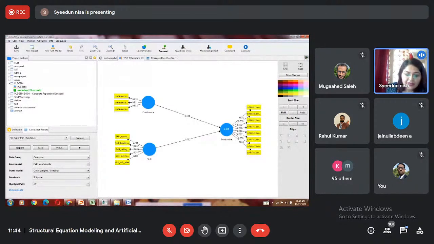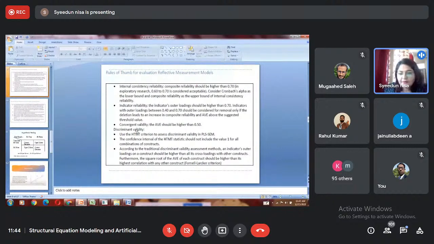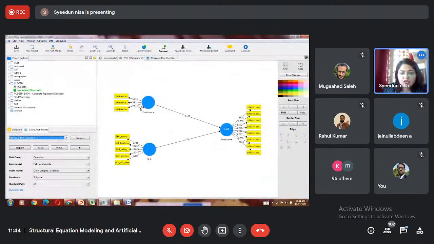And for convergent validity, what is the value? Here the indicators' outer loading should be higher than 0.70. Indicators with outer loading between 0.40 and 0.70 should be considered for removal only if the deletion leads to an increase in composite reliability and AVE above the suggested threshold value. Here we can see some of the outer loadings are between 0.40 and 0.70. For example 0.547 is below 0.7, and here also you can see 0.670, this is also below 0.70.